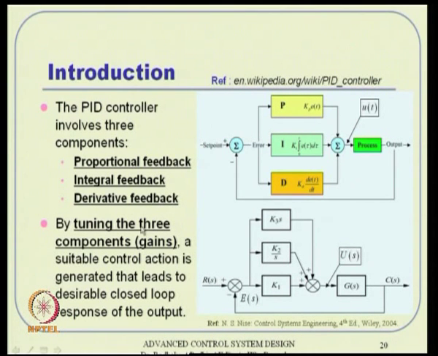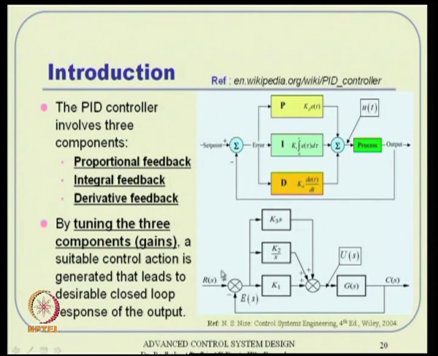So, what essentially turns out is that this will have 3 gains: one is the proportional gain, one is the integral gain, one is the derivative gain. By manipulating these 3 gains, I will essentially synthesize a controller as a summation of all these 3 signals. By tuning these 3 components or gains, a suitable control action is generated that leads to desirable closed loop properties. So, you are not handicapped by only this P part, you have a much more powerful tool by bringing in the D and I components.